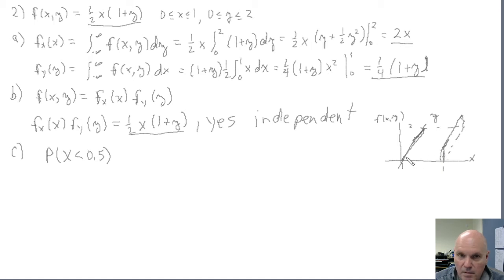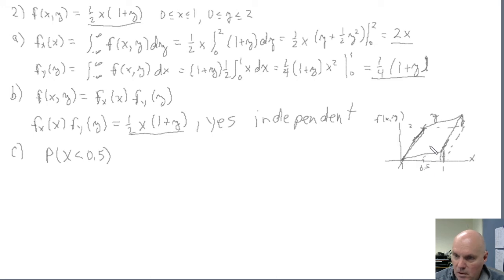And then for y equal to 0, it's going to just be 1/2 of x. It's going to be this straight line here. And for y equal to 2, it's going to be 3/2 x. So it's going to look something like that, kind of a wedge with unequal heights. So this is what the PDF looks like. We're interested in the probability that x is less than 1/2.